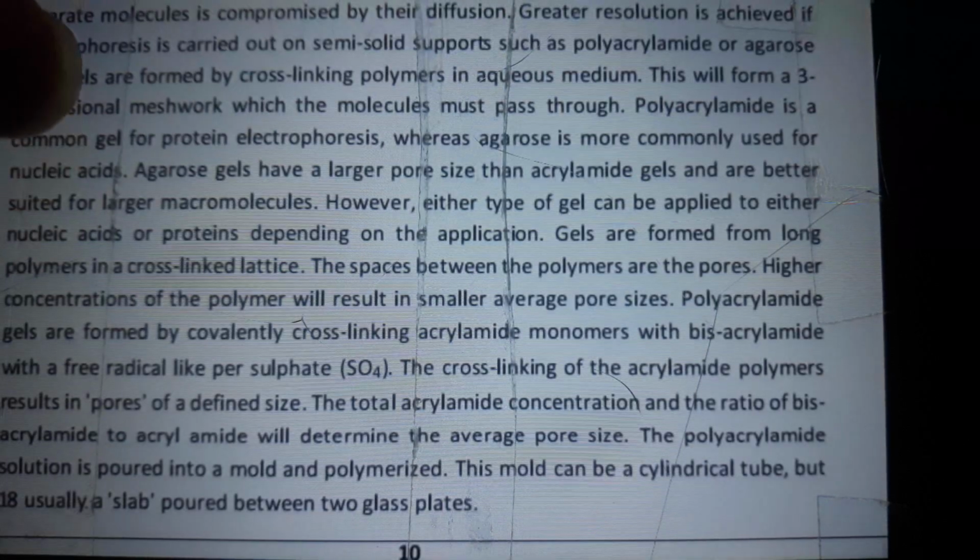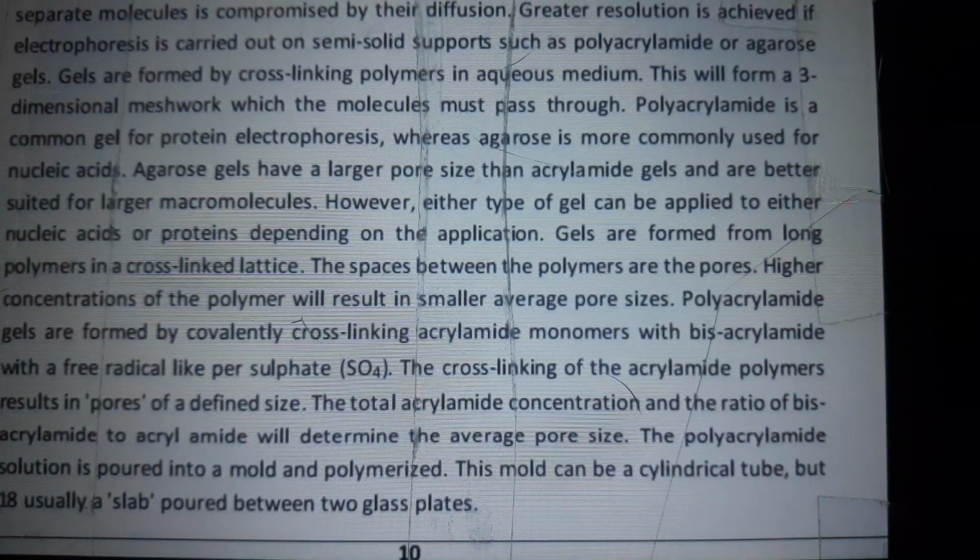Gels are formed by cross-linking polymers in an aqueous solution medium. This forms a three-dimensional meshwork through which the molecules must pass. Polyacrylamide is a common gel for protein electrophoresis, whereas agarose is more commonly used for nucleic acids. Agarose gels have a larger pore size than acrylamide gels and are better suited for larger macromolecules. However, either type of gel can be applied to either nucleic acids or proteins, depending on the application.